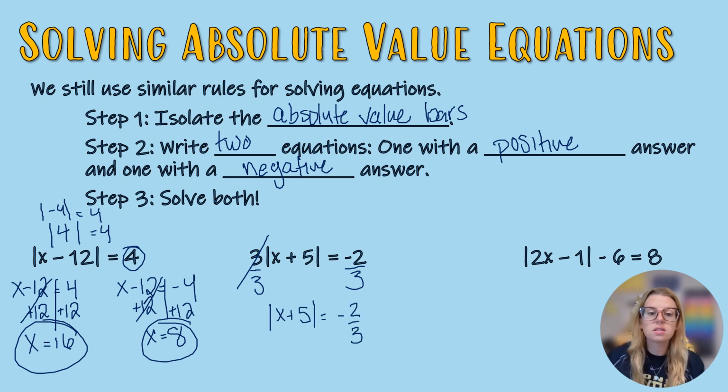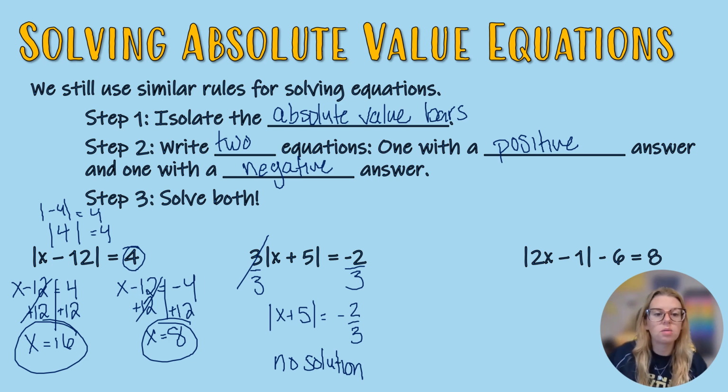But remember, the answer to an absolute value equation with those bars has to be positive. So the fact that this is already negative tells me right away that I have no solution for this one. I can't actually solve it because absolute value has to equal positive.